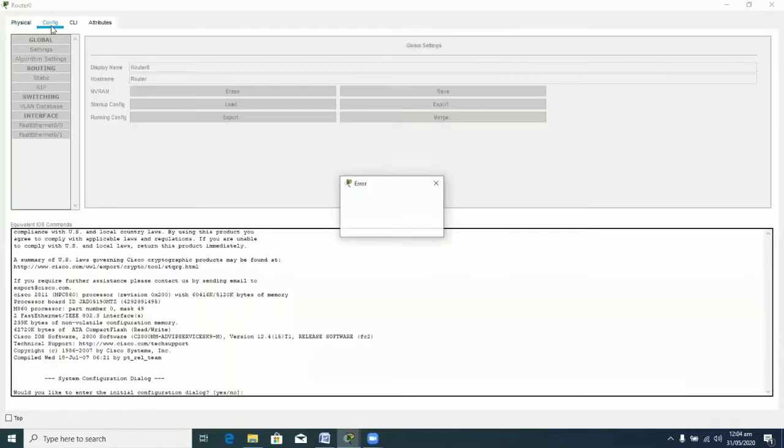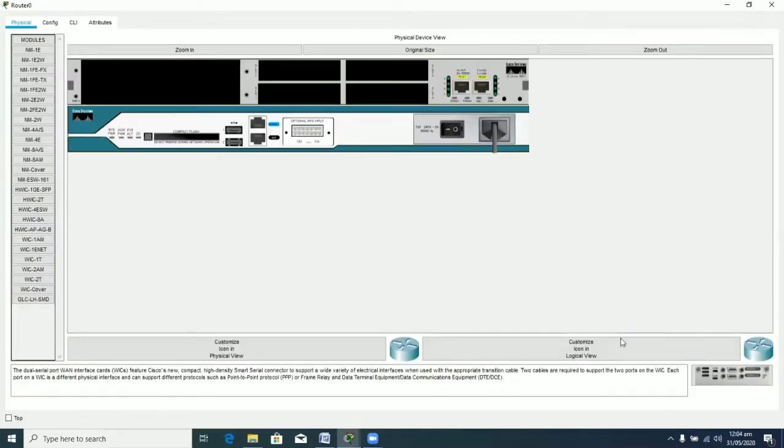In the configuration tab, you can see that in the interface column you have only FastEthernet 0/0 and 0/1 available to you, because at present I haven't attached the WIC-2T or some other module to your router. So now I am going again to the physical tab, and here the router is turned off, and I am placing this WIC-2T, which will give me two serial interfaces over here.